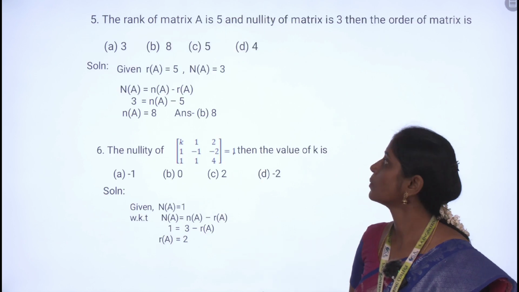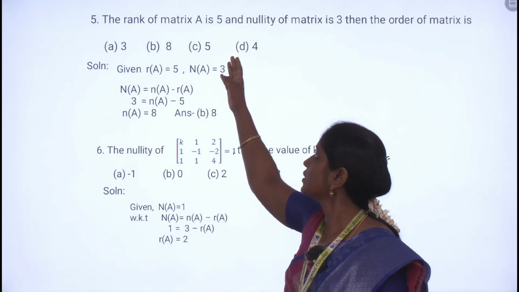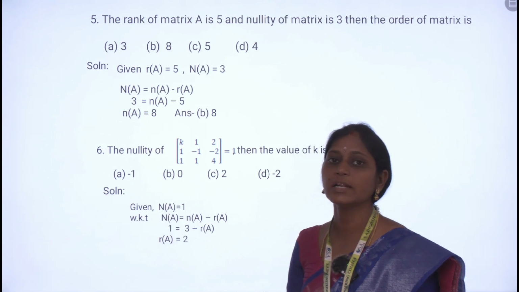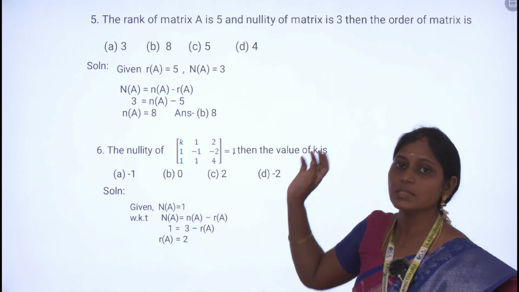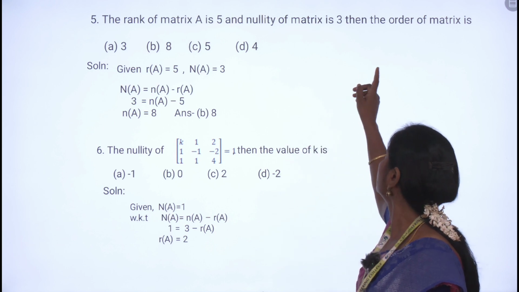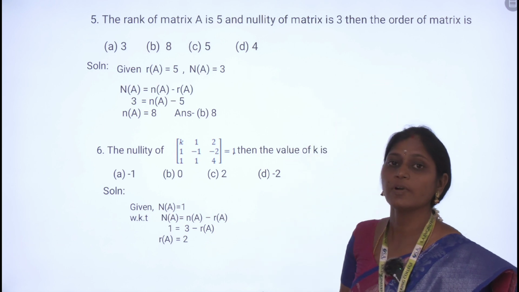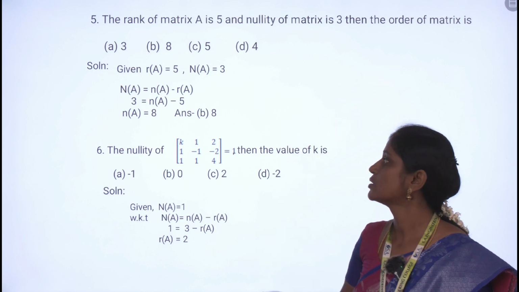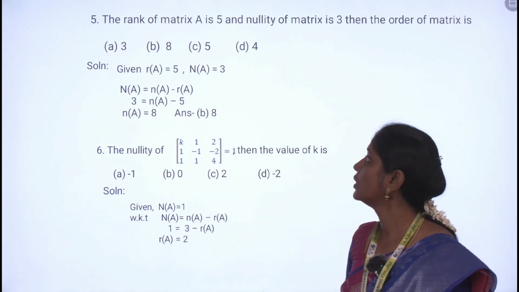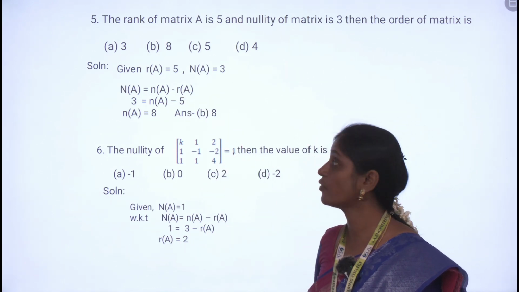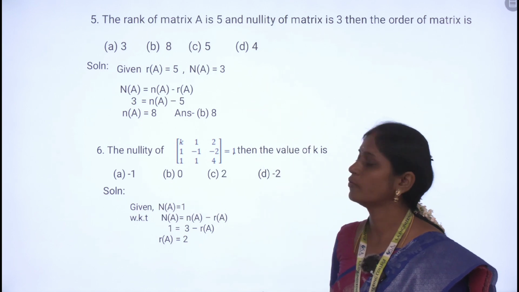Next one. The rank of the matrix A is 5. So, they have given that R of A is equal to 5 and nullity of the matrix is 3. Then we have to find the order of the matrix. Some options are given here. A equal to 3, B equal to 8, C equal to 5 and D equal to 4.